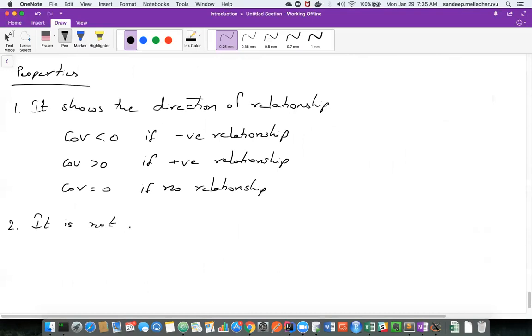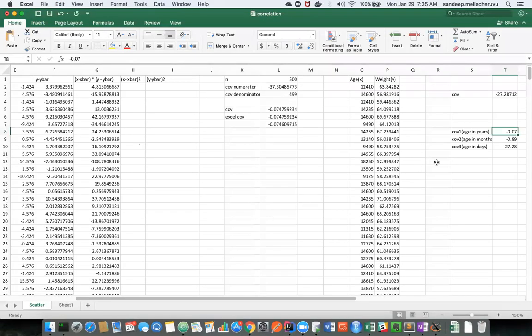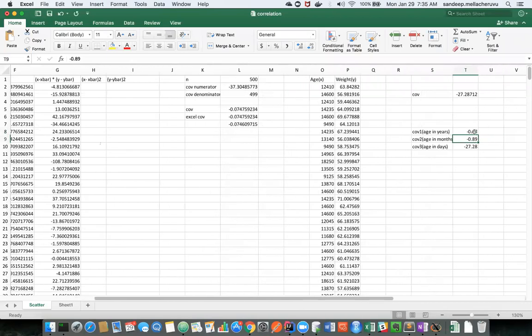Okay, it is not independent of units, or in a way I can say it is dependent on units. Since it is not independent of units, you cannot take the value as an absolute value. This value keeps on changing based on the units that you took the measure for.